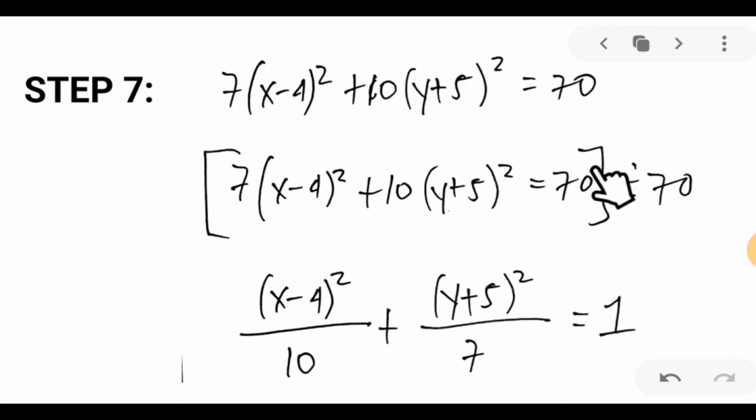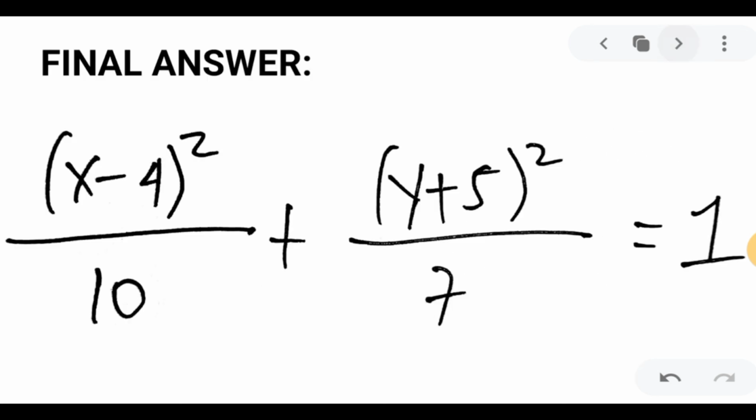So for step 7, you have to divide the whole equation by its constant term, which is 70. So 70 divided by 7, that is 10 at the denominator, and then retain the x minus 4 squared at the numerator, plus 70 divided by 10, that is 7, and then the square of the binomial at the numerator. 70 divided by 70, that is 1. Therefore, the final answer is x minus 4 squared over 10 plus y plus 5 squared over 7 equals 1.